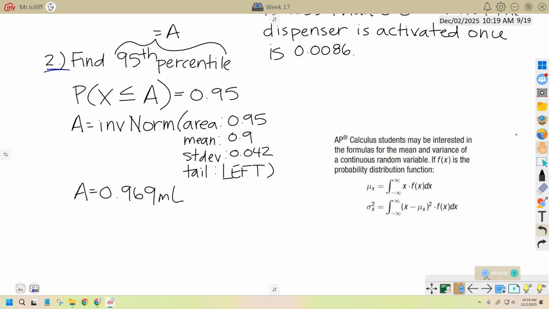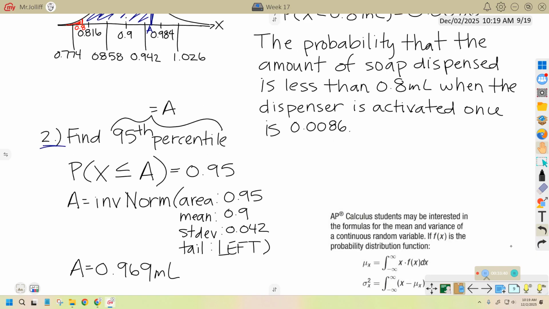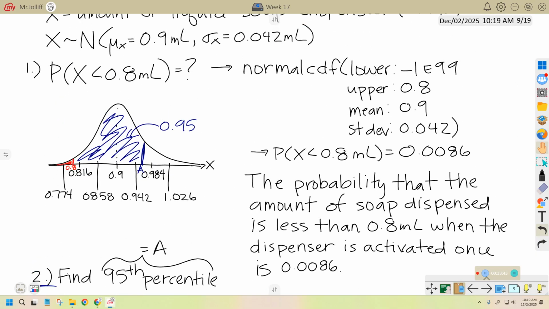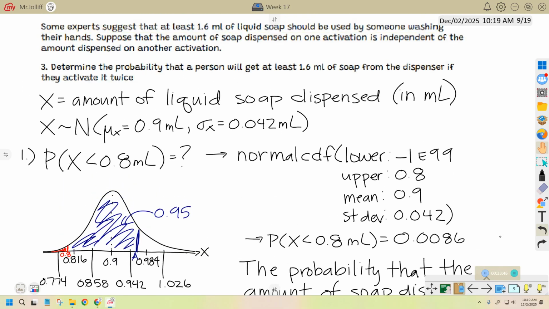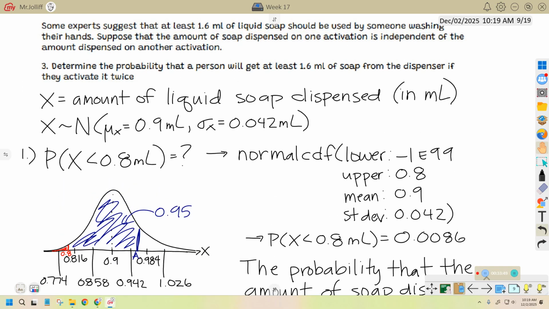One more part. It's good for you. Let me scroll up because I have horrible big writing. Okay, last part. Some experts suggest that at least 1.6 milliliters of liquid soap should be used by someone washing their hands. Suppose that the amount of soap dispensed on one activation is independent of the amount dispensed on another activation. Determine the probability that a person will get at least 1.6 milliliters of soap from the dispenser if they activate it twice.